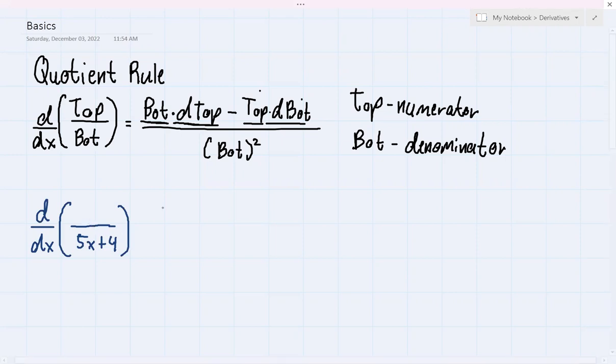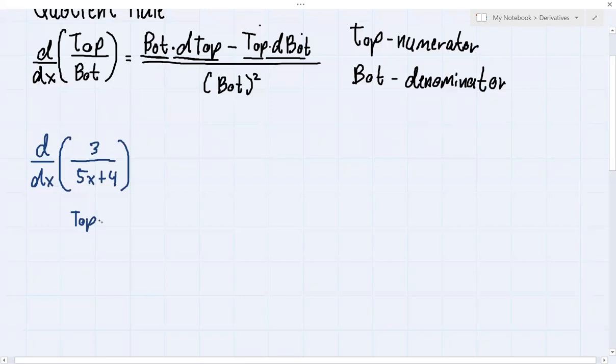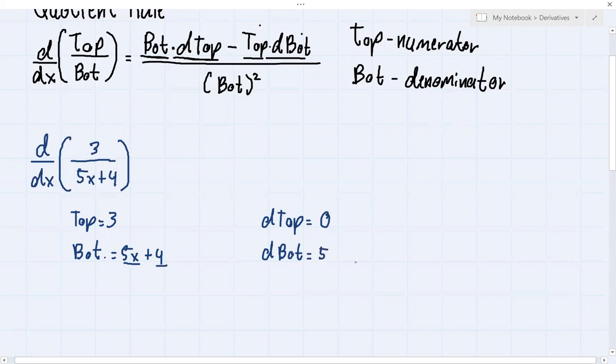So, yeah. We will use, tawag nito, quotient rule pa rin. Kasi basta naka-fraction, you can use quotient rule. Okay? So, yung top mo, which is 3, sa bottom, which is 5x plus 4. So, kunin natin yung derivative ng top. So, derivative ng 3 is 0. Next, kunin natin yung derivative ng bottom. Okay? Anong derivative ng 5x? This is 5. Plus derivative ng 4? 0. Kasi constant term lang siya. Hence, we have d bot as 5.